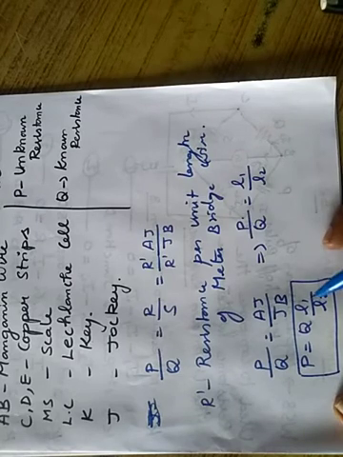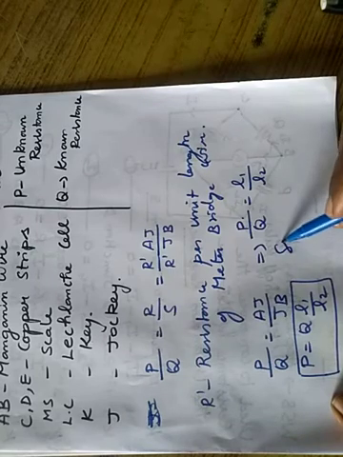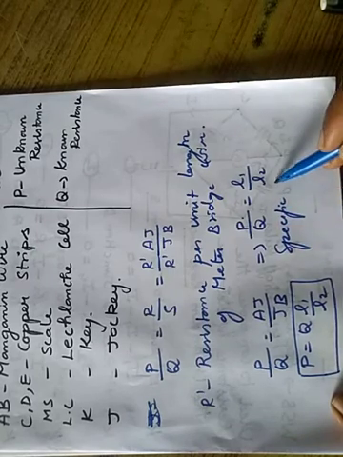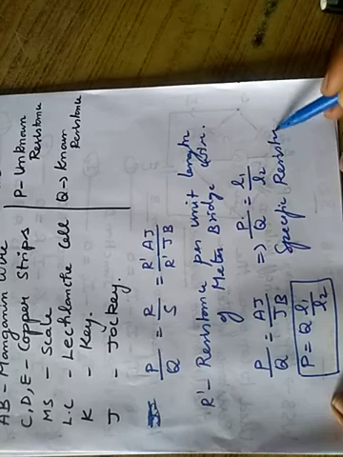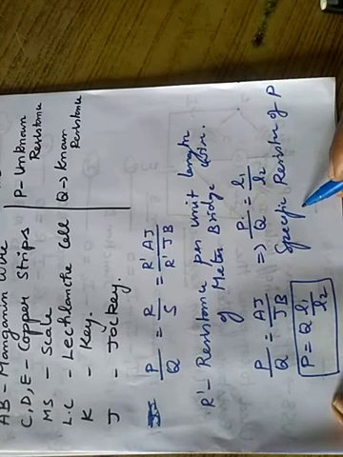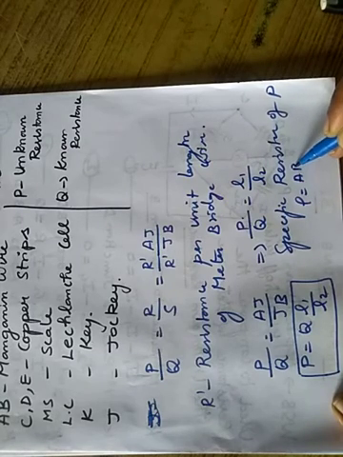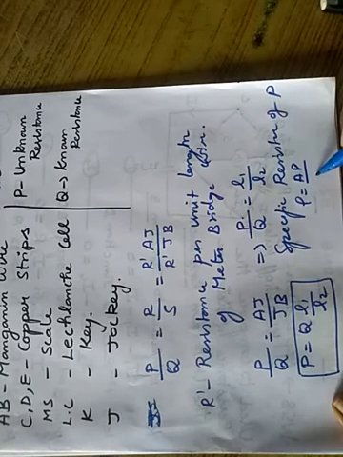Using the length values and the known resistance value, we can find the unknown resistance. Then after knowing this unknown resistance, we can determine the specific resistance of the material of the wire P. We know the formula, specific resistance rho is equal to A R by L. R means the resistance, that is P, divided by L.